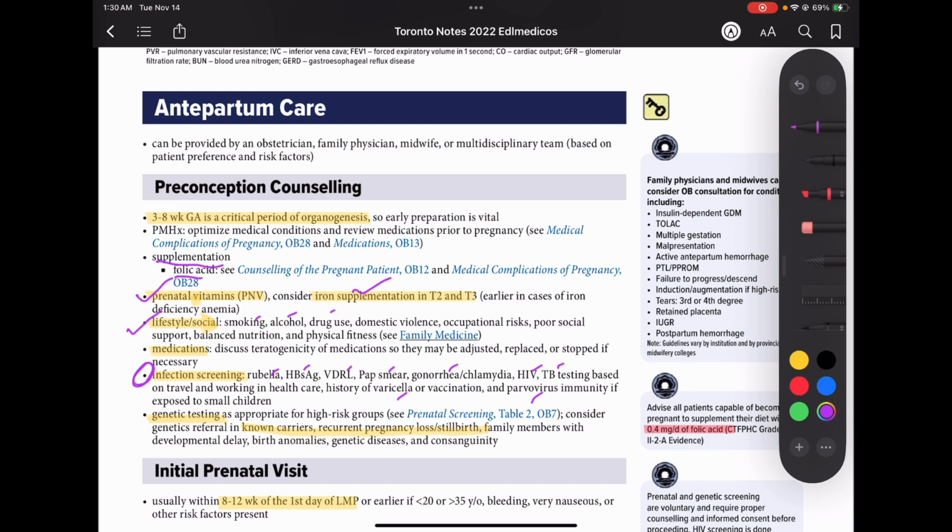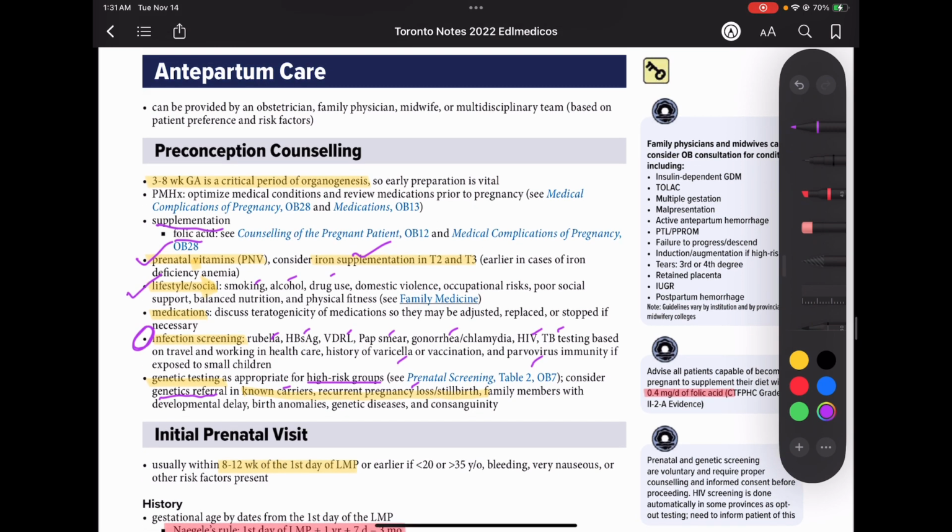And then genetic testing too, especially in the high risk group, which include the known carriers, or maybe the women who tend to have recurrent pregnancy loss, or people with family members with some developmental delays or birth anomalies, genetic diseases, or consanguinity. So these would include the high risk groups, and this high risk group must be considered for genetic referrals. They'll go for genetic screening.